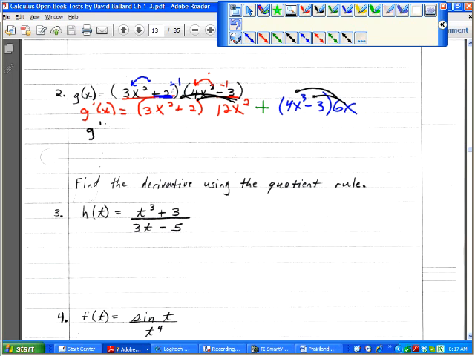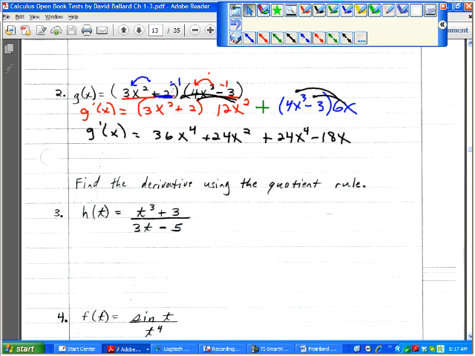And so we have g prime of x is 36x to the 4th plus 12x squared when you distribute there, plus 24. It'd be 24, 12 times 2. Thank you, sir, I missed it. Plus 24x squared. Plus 24x to the 4th minus 18x. When you multiply with like bases, you add the exponents.